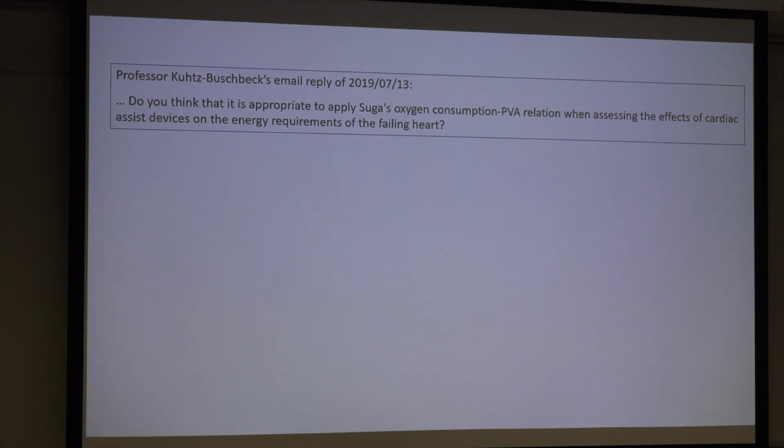Now, this is, to me, unimaginable. 3 days later, I get this from Professor Kurt Bussbeck, who's the first author on that gigantic thing, asking our advice. Do you think it's appropriate to apply Suga's oxygen consumption PVA relation when assessing the effects of cardiac assist devices on the energy requirements of the failing heart? I don't know the details, but I can see that they've just launched into this. They've killed the first few dogs or whatever they're going to do, and now somebody's telling them that it's all wrong. But they're very generous people, and they're now asking our opinion. I've never been asked my opinion on anything in my entire life.